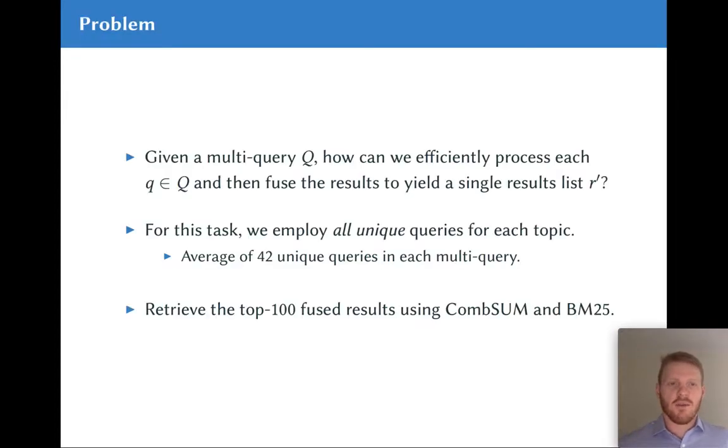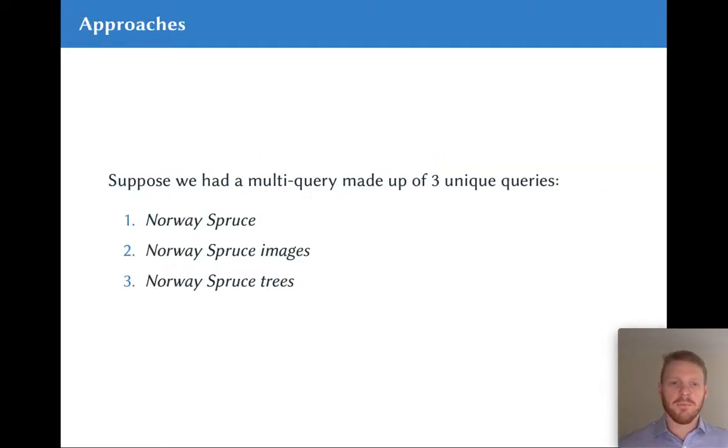So in this work, we're focused on how we can efficiently process all of the queries inside a multi-query and fuse them. So we want to do this as quickly as possible. For this task, we employ all of the unique queries for each topic in the UQV100 collection, and this is an average of 42 unique queries in each multi-query. So we're going to take these 42 queries, run them, and fuse the results together to get a single list. And we do this with top 100 fusion using the BM25 ranking function and the COMSUM fusion algorithm, which I showed in an earlier example.